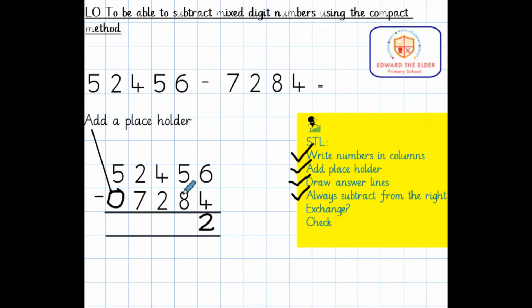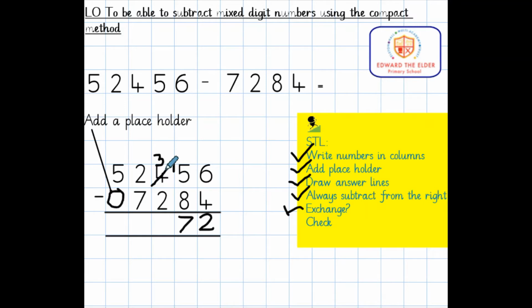I'm going to go into my tens column. 5 subtract 8. We can't do this, so we know we need to exchange from the column to the left, from our hundreds column. So in this case, I will cross out the 400 and leave 300. I'm taking 100 over to the tens column, and this gives me 15 subtract 8, which I know is 7. So I'm going to put 7 there. So I can tick this as I know I've done an exchange.